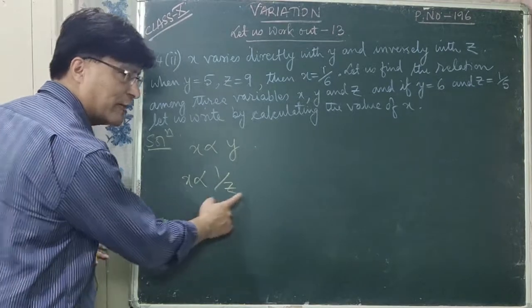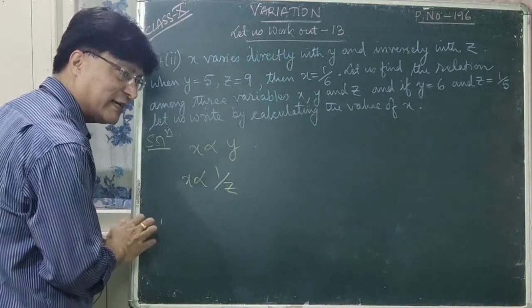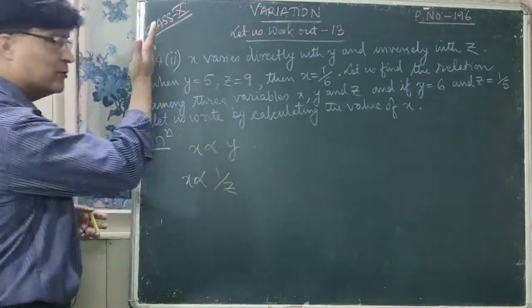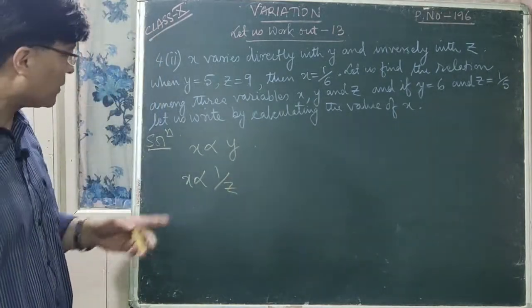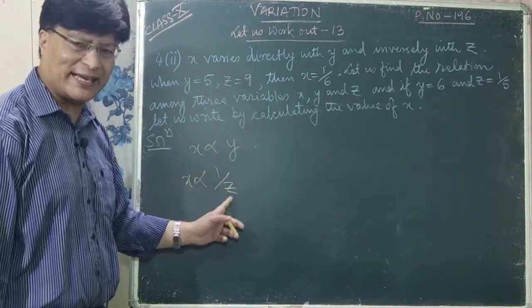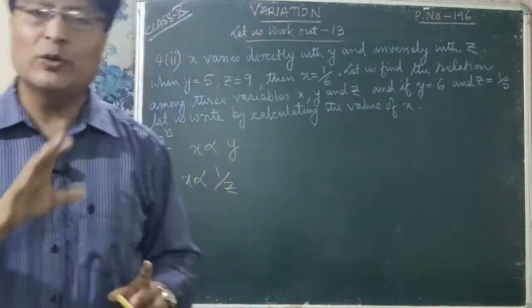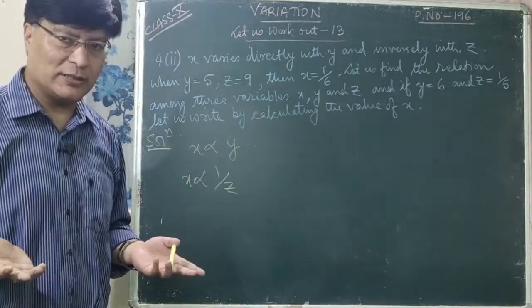What this means is that if x increases, what happens to z? Decrease. Right? If x decreases, what happens to z? Increase. Now here x is proportional to y and x proportional to 1 by z. These x, y and z are the three variables. That means the values of all three change. Okay?